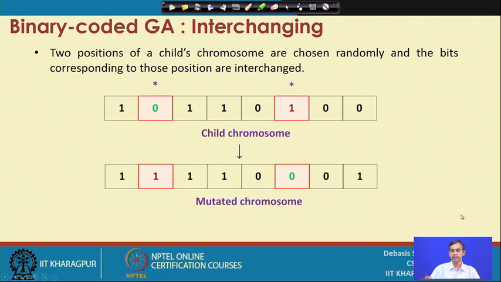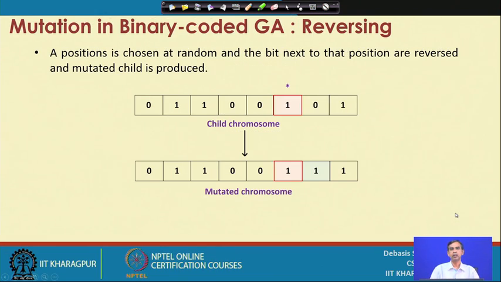So, this is the interchanging, and the next operation is called reversing. The idea is that in the previous interchanging operation we have to select k number of bit positions, but here you do not have to select k number of bit positions. This mutation operation is required whenever you need a very slight modification in the chromosomes.